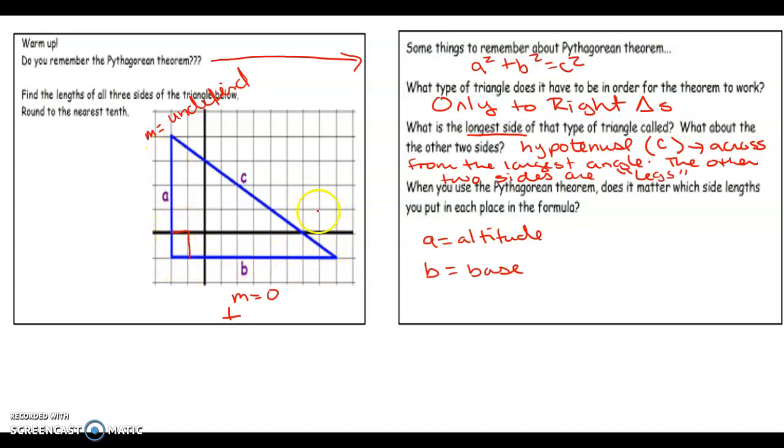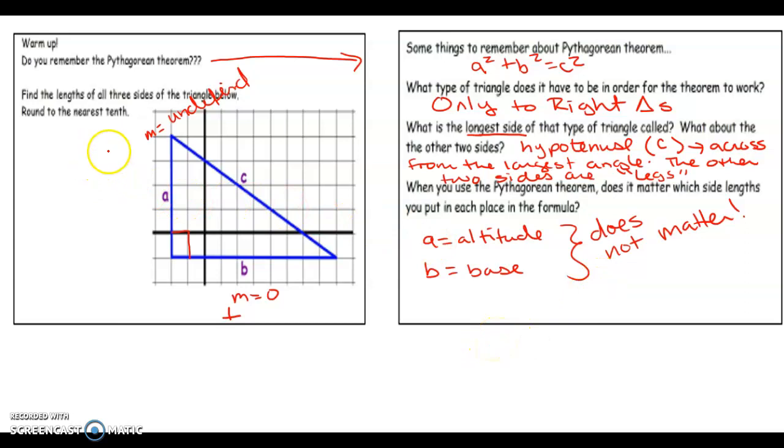But if I were to rotate the same triangle, just let's say turn it to the left, well then my altitude would be what it's sitting on and would become the base, and the base would become the altitude. So it really doesn't matter, as long as you're not using the hypotenuse. Either side could be the altitude and either of the others could be the base.